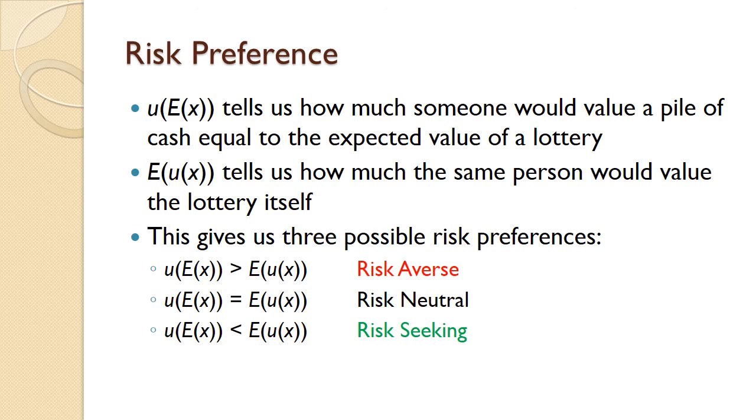Now, empirically, most people are risk-averse. There are some risk-neutral people out there, and a very small minority of people are risk-seeking. But for this class, we're going to assume that consumers are risk-averse and firms are risk-neutral.